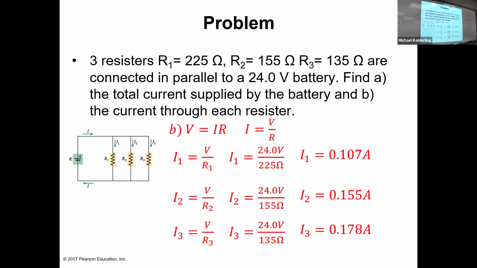So in parallel, current adds, voltage is the same across all of them. In series, voltage adds, current is the same for all of them. So in series, you add resistance. In parallel, you add the inverses of resistance to get the inverse of the total. And if you add these up together, you get 0.44 amps, which is basically what we got for our total.